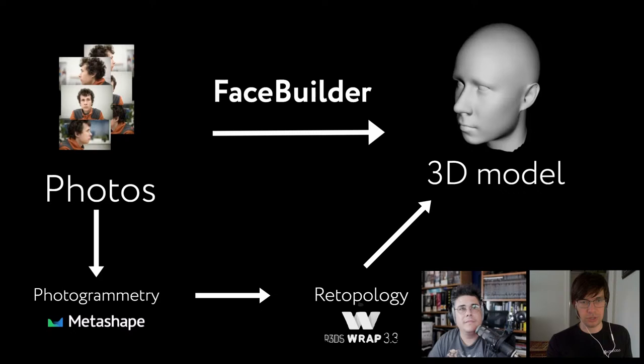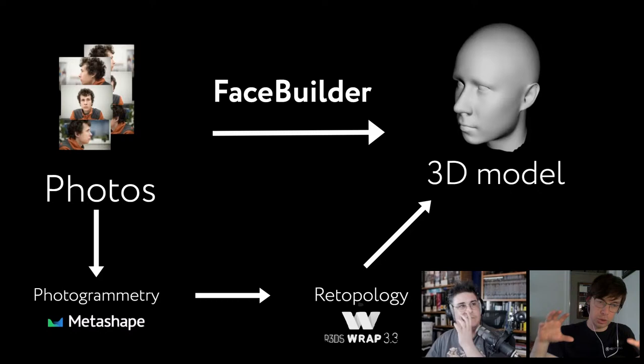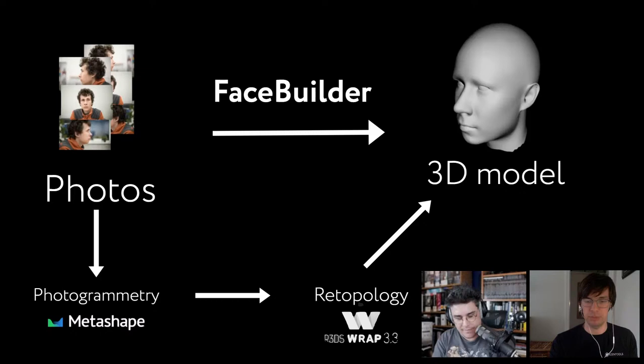straight to the model. And the funny thing is that usually people use MetaShape for creating photogrammetry, and then you can use an amazing tool called Wrap for making clean topology on top of the scan. It actually wraps your topology on top of the scan. And both of these software were created in Russia for some strange reason. Even MetaShape was created by my schoolmate. And we decided to simplify this process and created FaceBuilder.